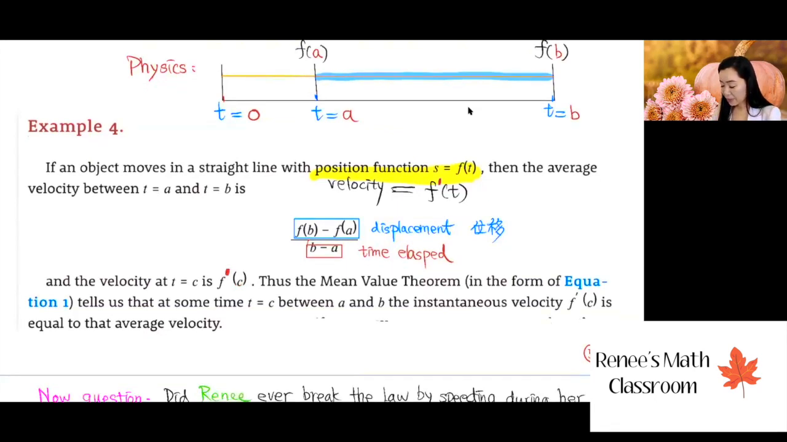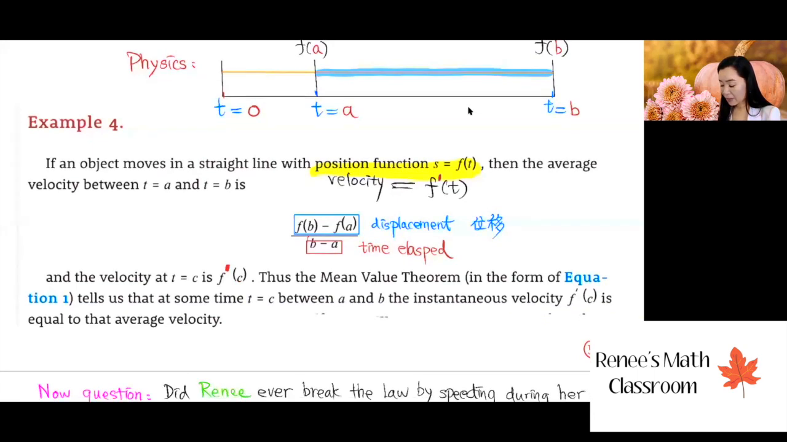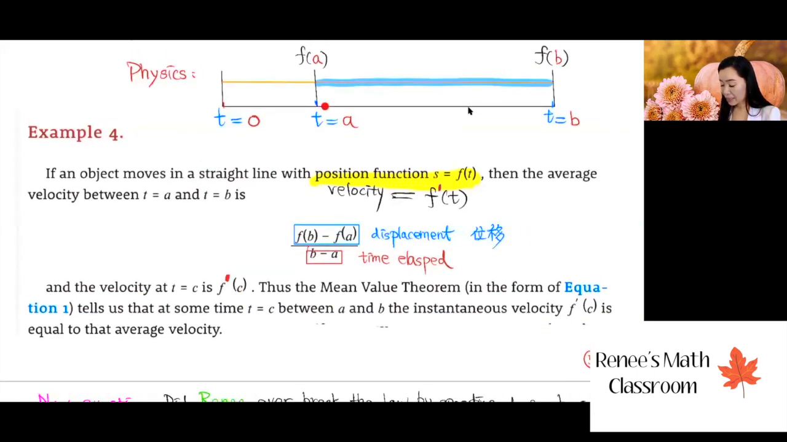So the mean value theorem says that if you travel in a straight line from a to b, then at some moment, say t equals c, the instantaneous velocity is going to equal the average velocity for the whole trip. That's what the mean value theorem says.